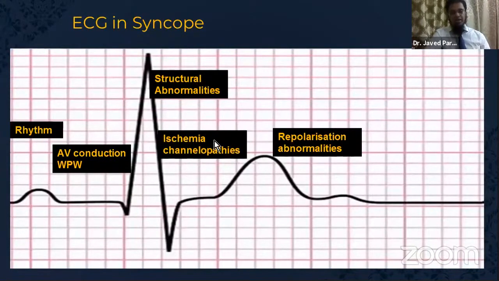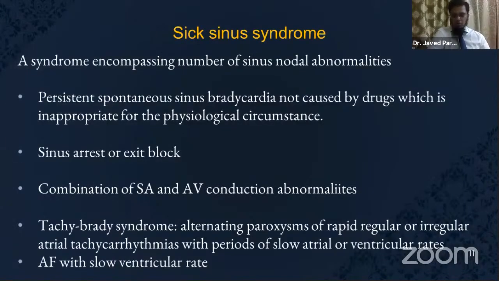Again, there are a lot of findings on ECG in syncope which can help us arrive at the cause of syncope, starting from rhythm abnormalities, abnormalities of AV conduction, and WPW syndrome, which usually reflects in the PR interval. Then the QRS can tell us a lot about structural abnormalities. Then comes the ST segment, which can tell us about ischemia and certain channelopathies, and then repolarization abnormalities like LQT and so forth. So if you just remember PQRST, it helps us remember better which causes of syncope can be found on ECG.